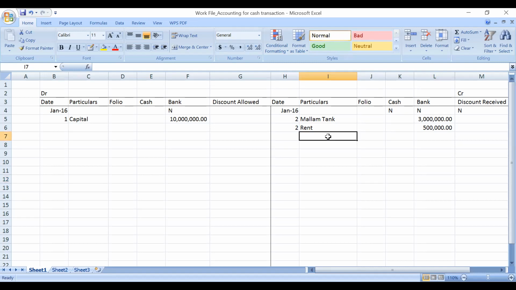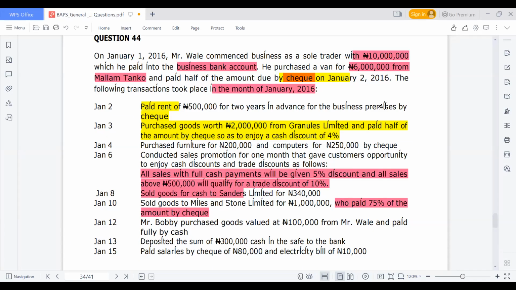So we have on the third, you can write trade payable, because we are still owing. We have not yet made the full payment. So write the name of the supplier. What's the name of the supplier? The name of the supplier is Granules World Limited.